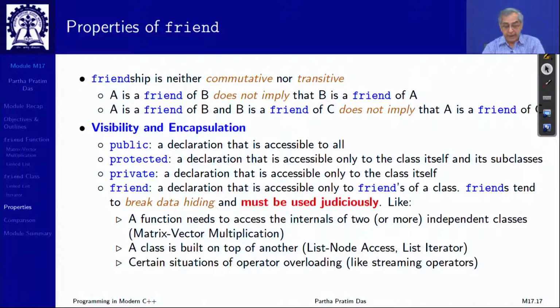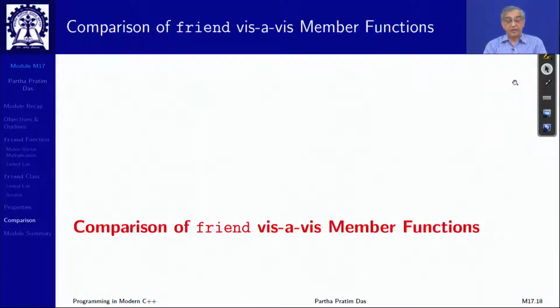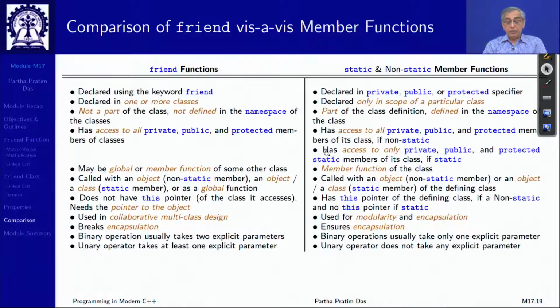very judiciously. And there are just a few scenarios and variants where you use friend, like when the function needs to access the internals of two independent classes, as we have seen, matrix and vector. When one class is built on top of the other, there is a node, on top of that you have list, on top of that you have iterator, right, you have a 3-stage hierarchy. So, you need to go deep and see, and that visibility requires friend to be used. And we will show you some examples of specific streaming operators and so on, which make use of friend in a very specific way, and please keep those in mind and do not use the friend feature arbitrarily in your design. So, here the whole of friend is summarized.